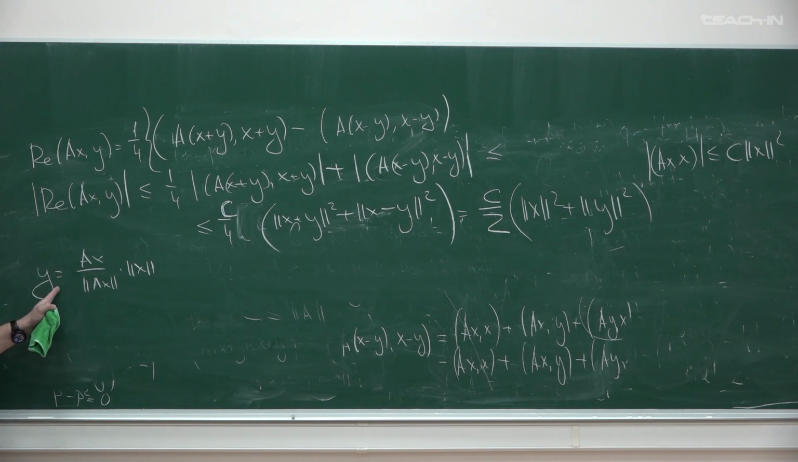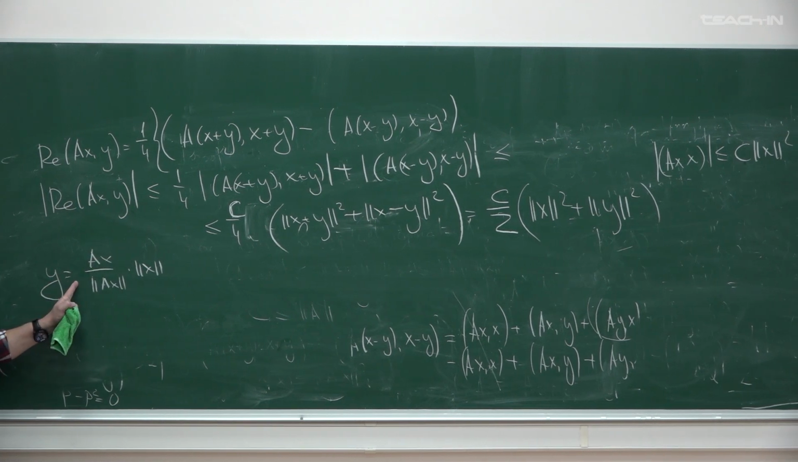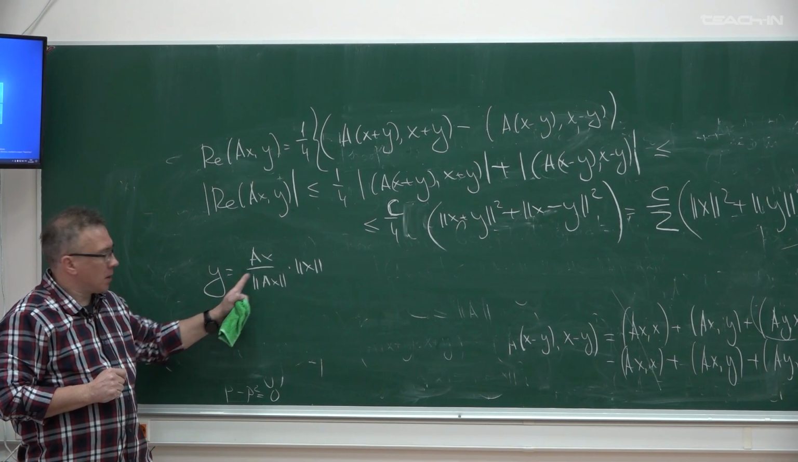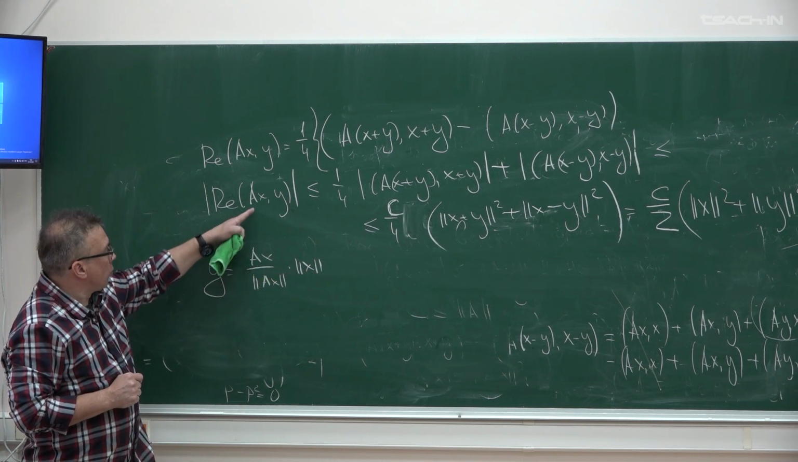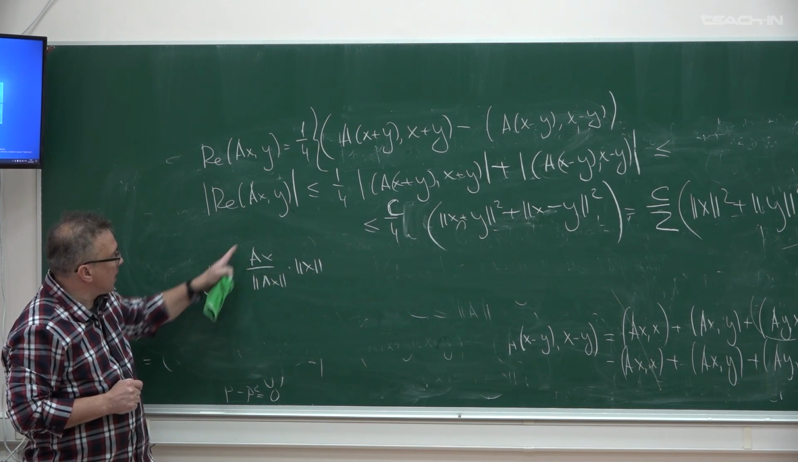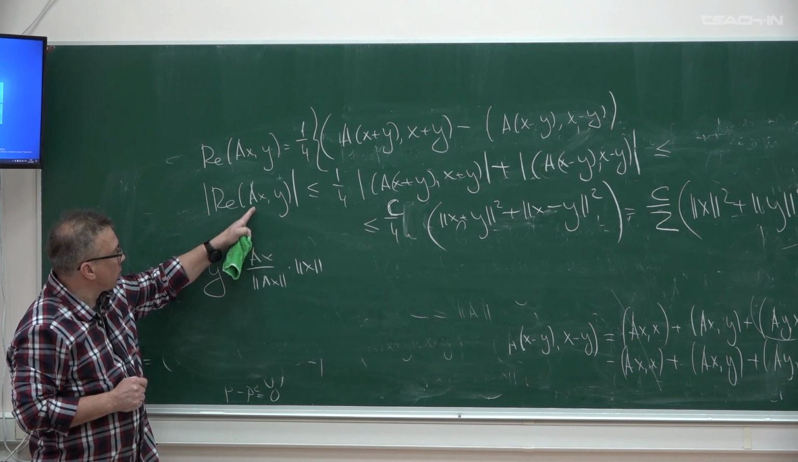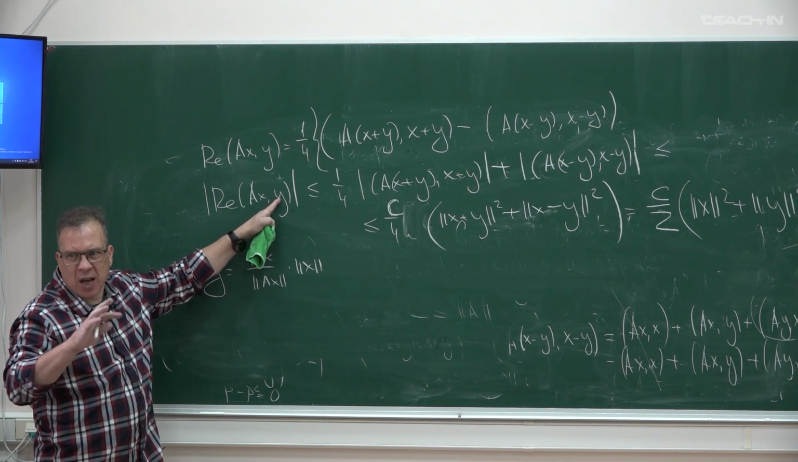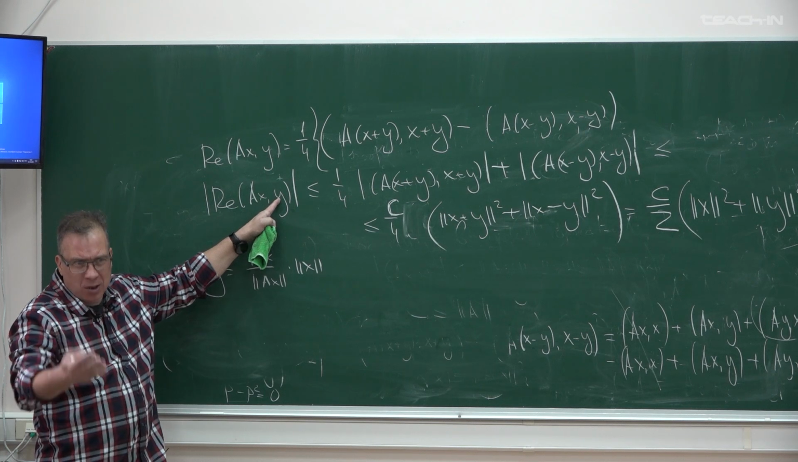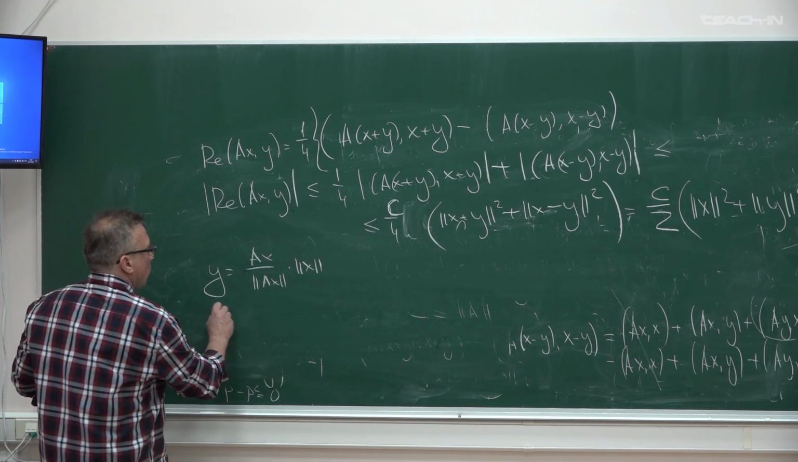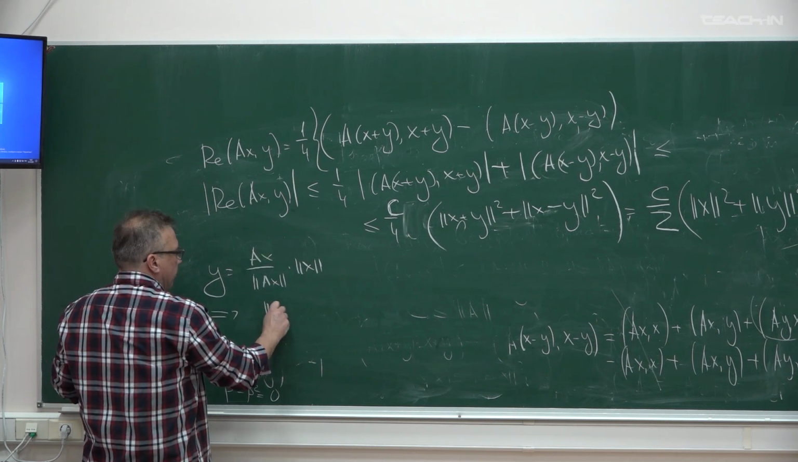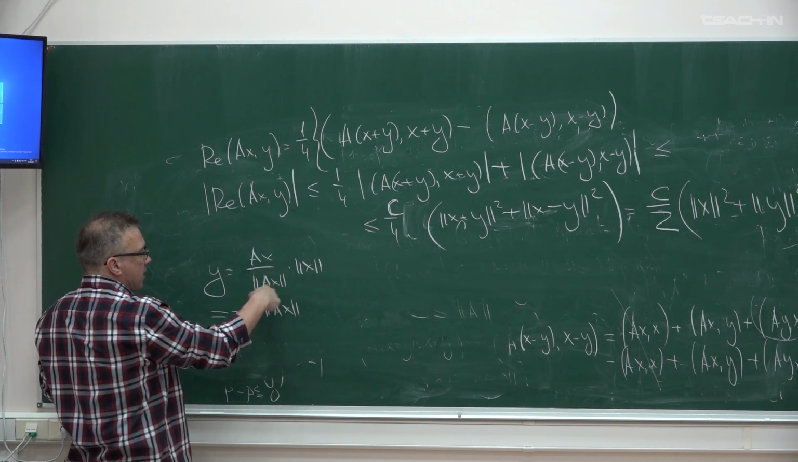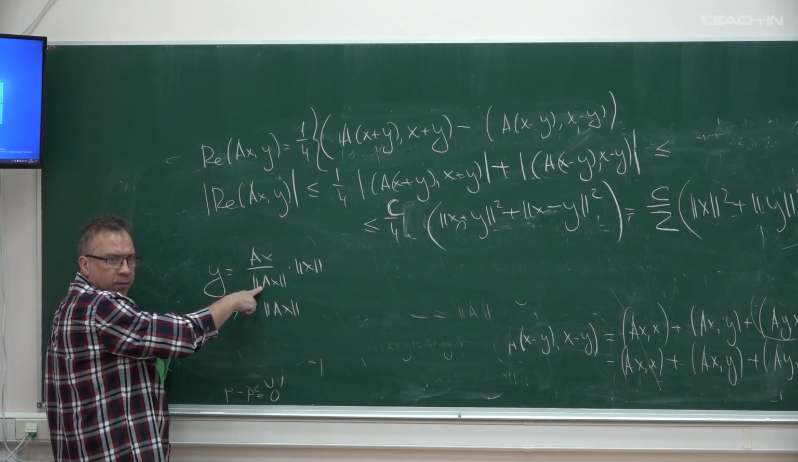What is the norm of y? The norm of this vector is 1, and I multiplied it by the norm of x. So the norm of y equals the norm of x. And if I put x, y here, I obtain the scalar product of Ax and Ax with some numbers. So it is real. So we immediately obtain Ax with Ax. It is the norm of Ax squared, but I divide it by the norm of Ax in the first power.